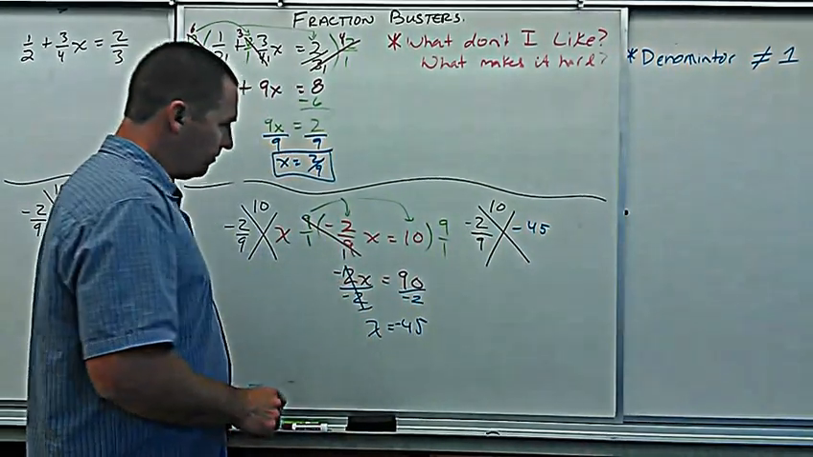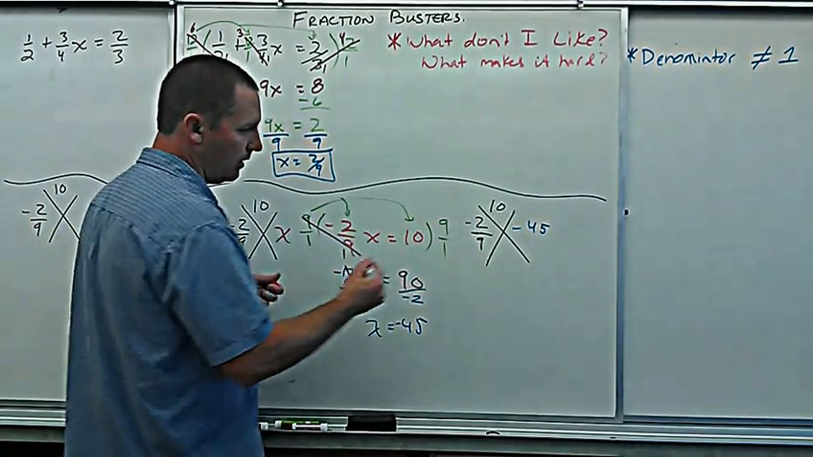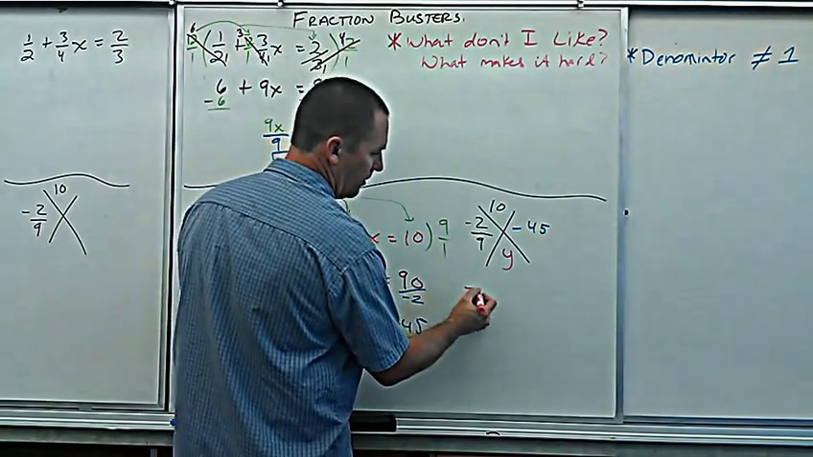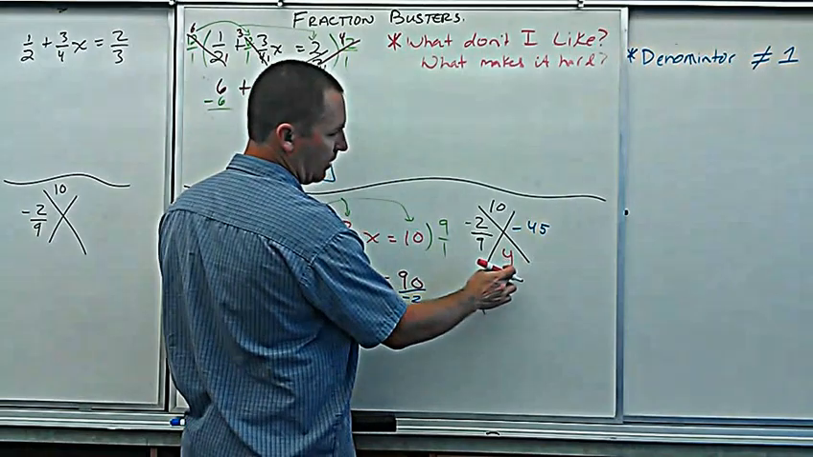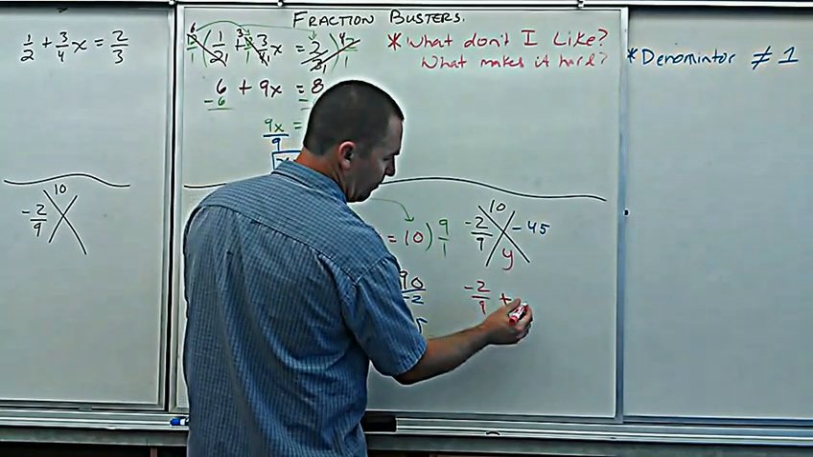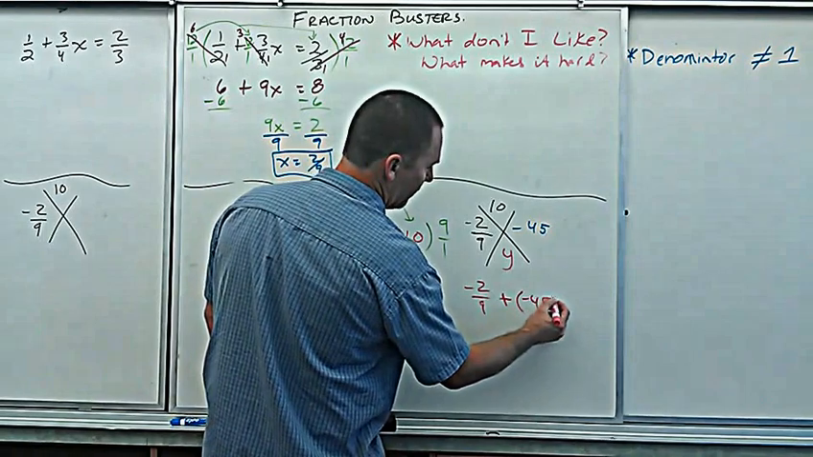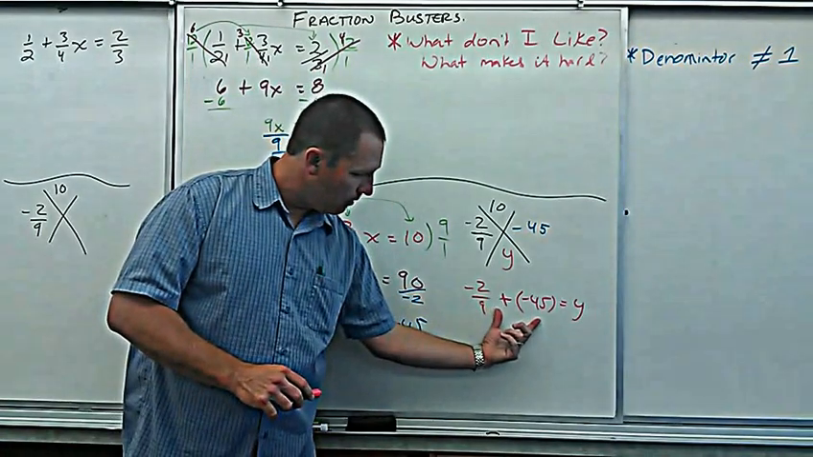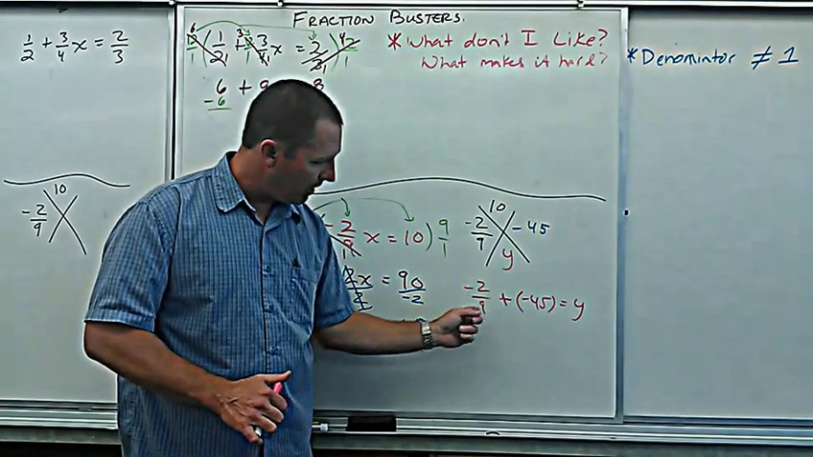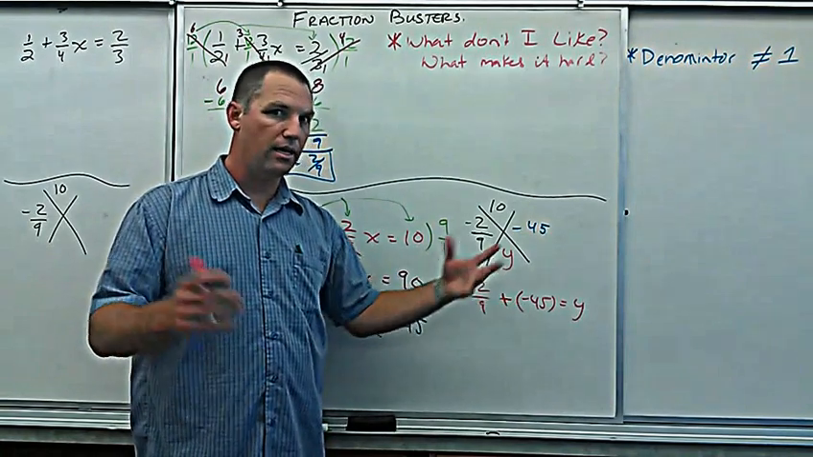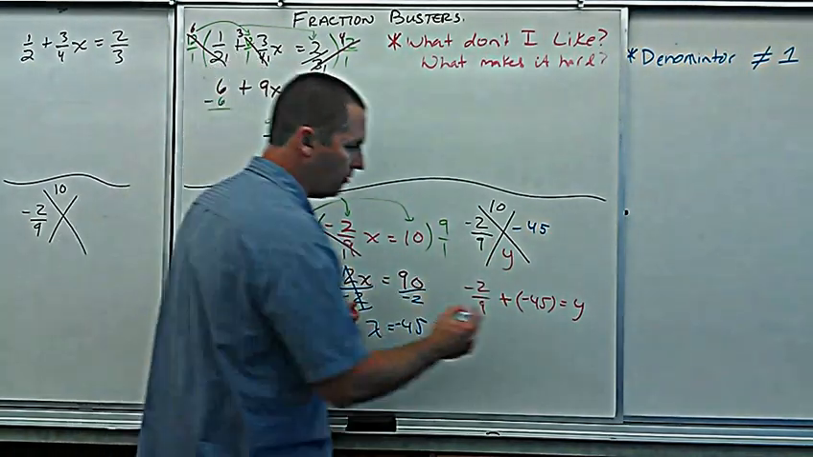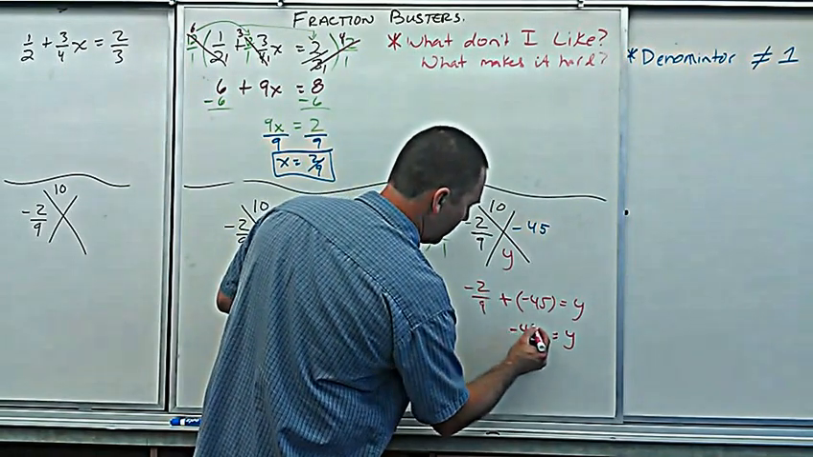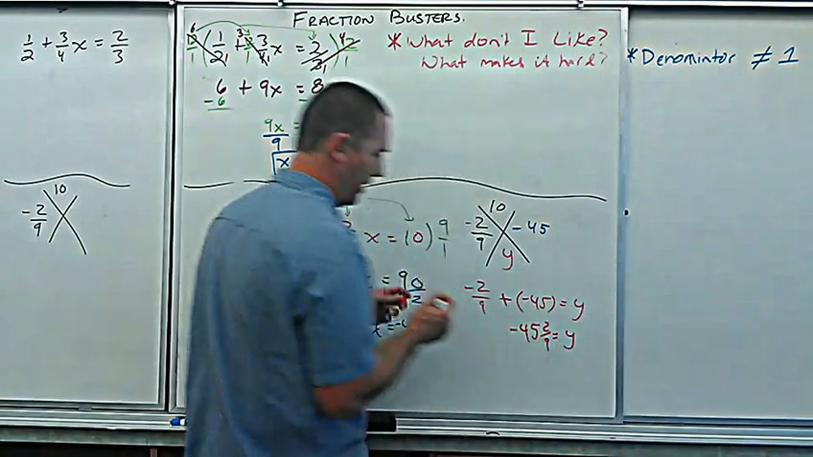Alright? Now, to get this bottom number, we're going to put in another variable of y. So, negative 2 ninths, and then to get the bottom number, we add these two, plus negative 45 is equal to y. Now, when I'm adding a fraction and a whole number with the same sign, I simply put them together. So then my answer would be y equals negative 45 and 2 ninths.